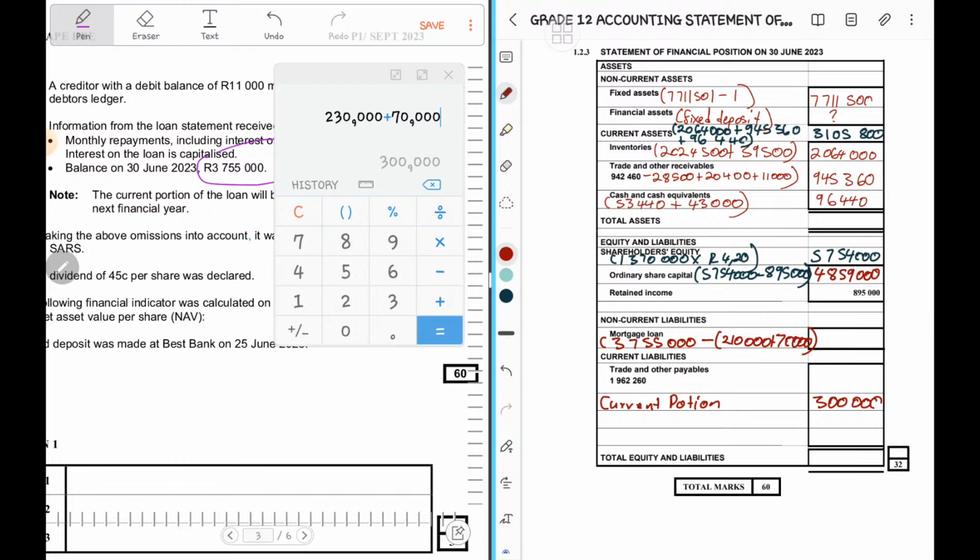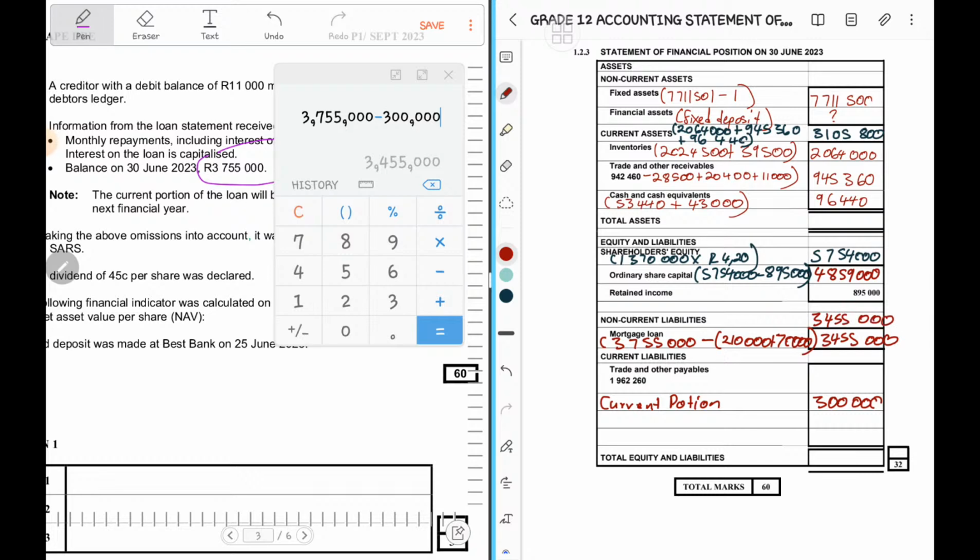Okay, then in terms of here, it will be 3,755,000. Then we subtract 230,000 plus 70,000, which is 300,000. Then that gives us how much? 3,455,000. Then this will be 3,455,000.